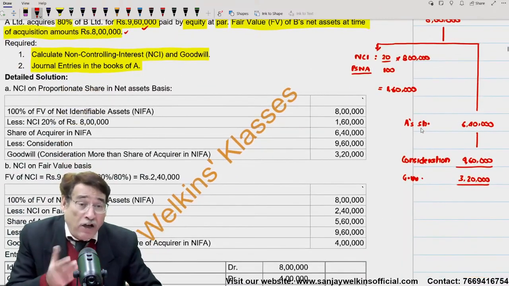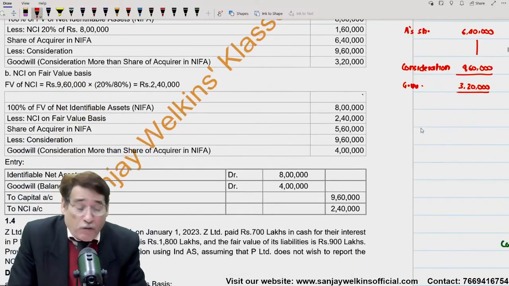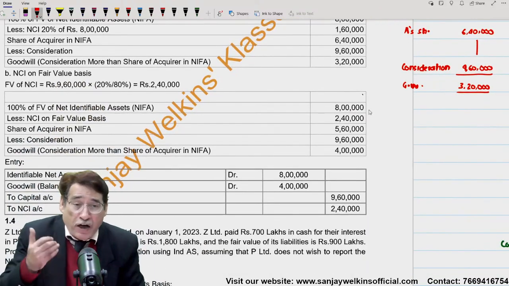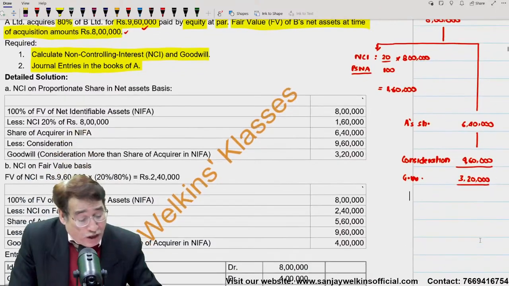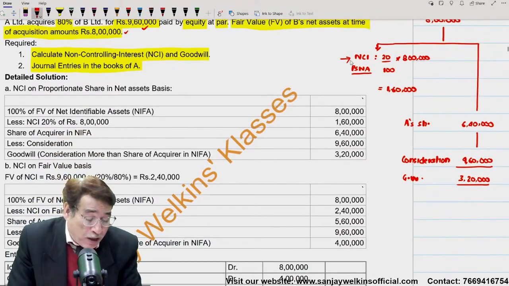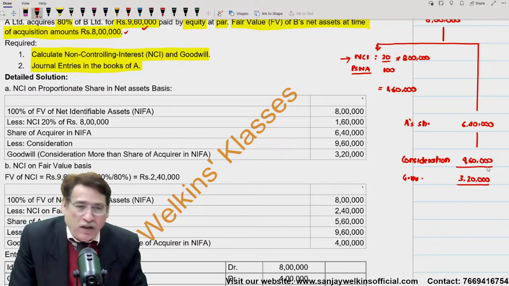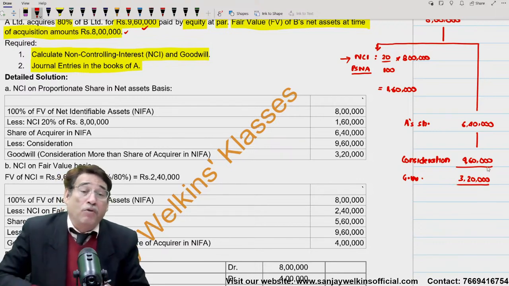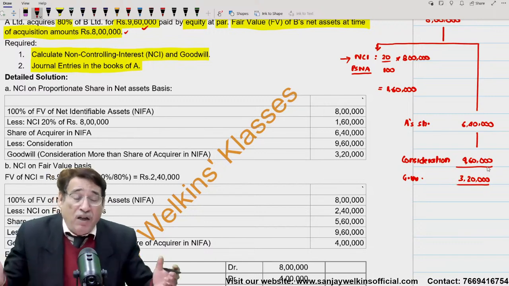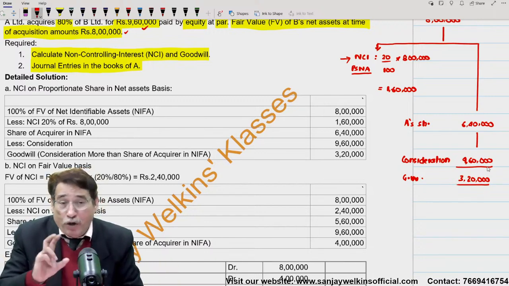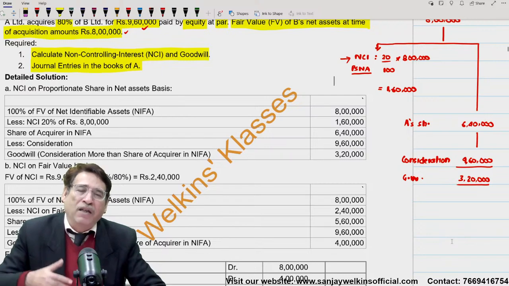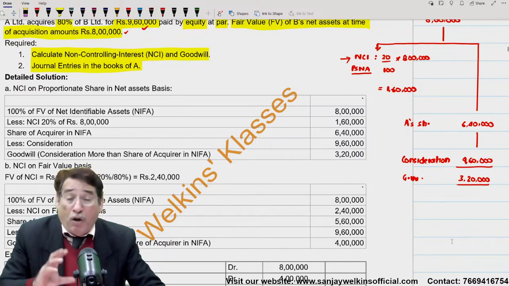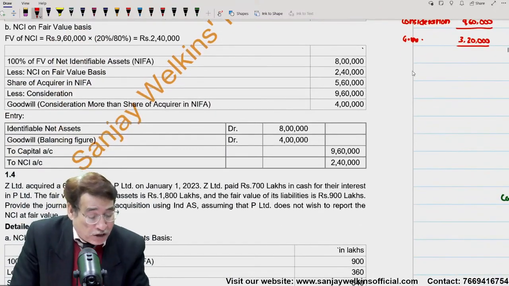Suppose instead of the PSNA method, I would have used the fair value methodology. In that case, what would have been the scenario? Whenever we compute NCI on a PSNA basis, obviously there will be some amount of goodwill. And when we compute NCI on a fair value basis, again there will be some amount of goodwill, but obviously the amount of goodwill will not match. But now I will try to prove to you, as I told you earlier, that even though NCI can be measured either at PSNA or on a fair value basis, the ultimate effect will remain the same. I will prove that in a short while, but just pay attention.